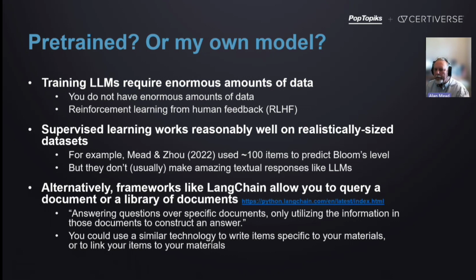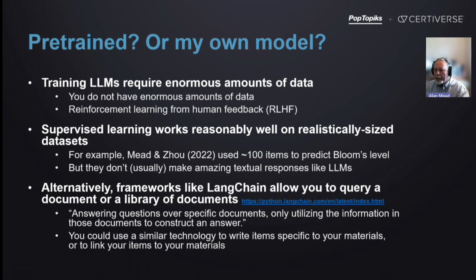The alternative, there is an alternative. There's a framework called LangChain that allows you to query a document or a set of documents using the large language models. So they say answering questions over specific documents, only utilizing the information in those documents to construct an answer. You can also write items, although you don't actually need anything complicated. You could just take pieces of your IP, and if you believe OpenAI isn't, you know, stealing all that, put it into the prompt and say write an item about this. So you don't actually need anything complicated to do that, and it'll write an item about that piece of your IP.